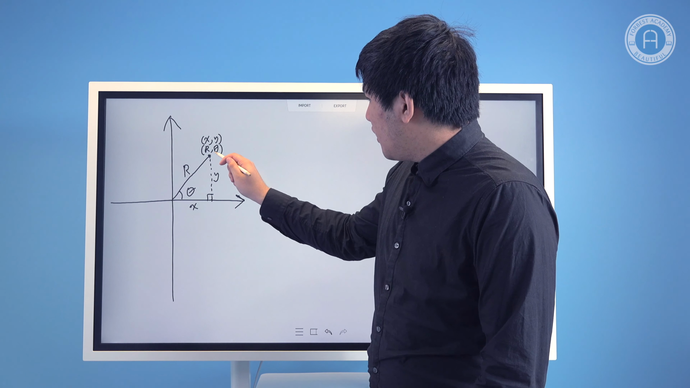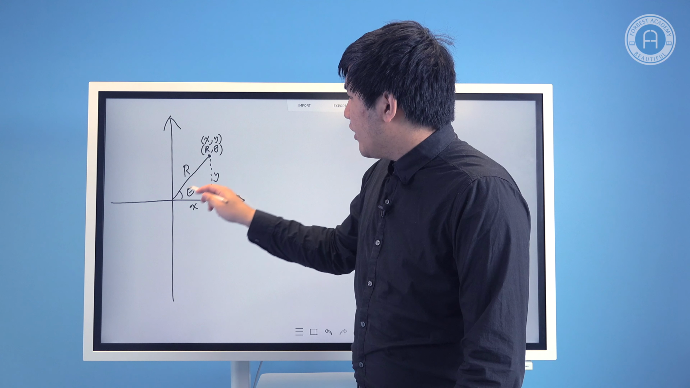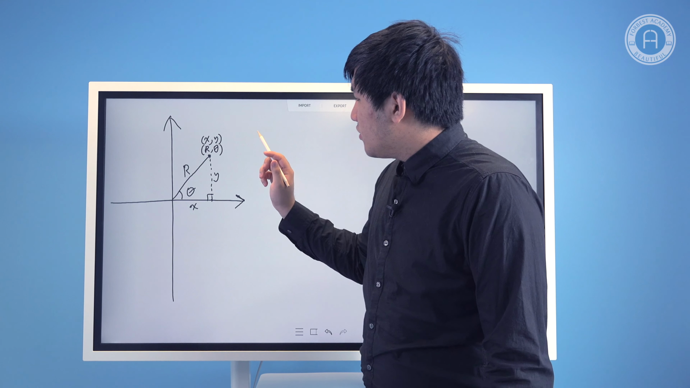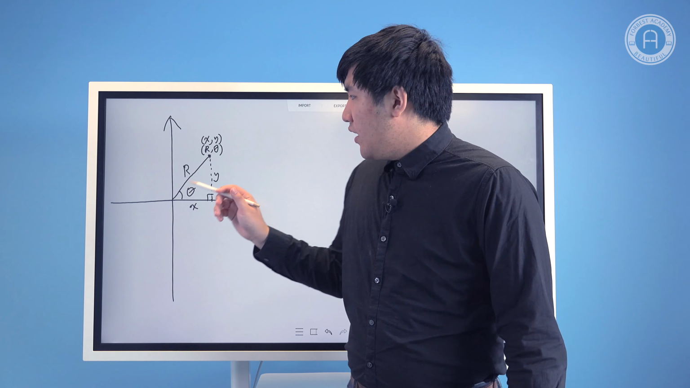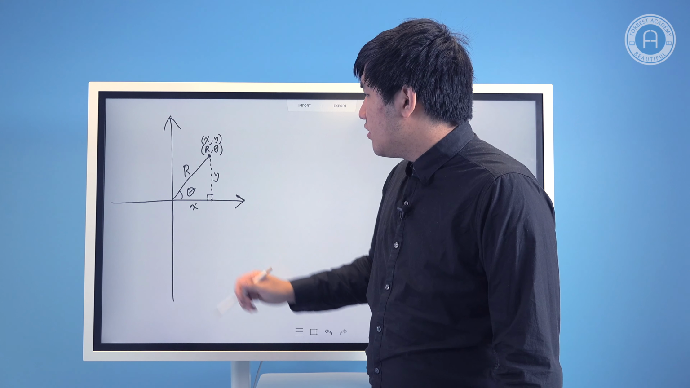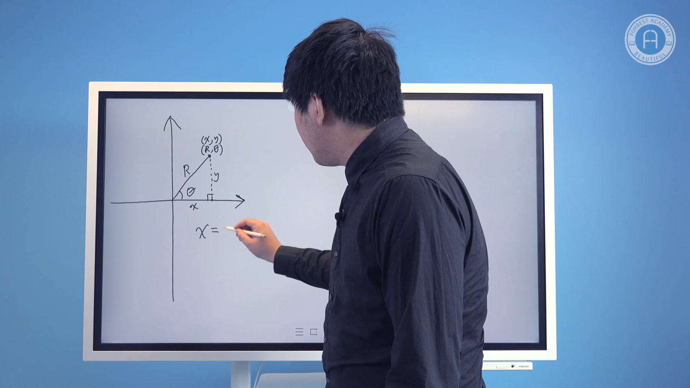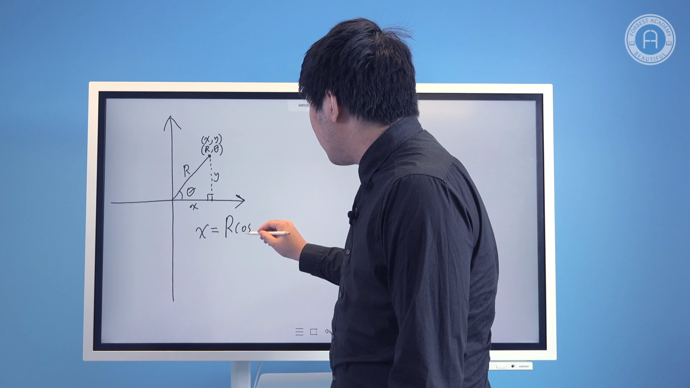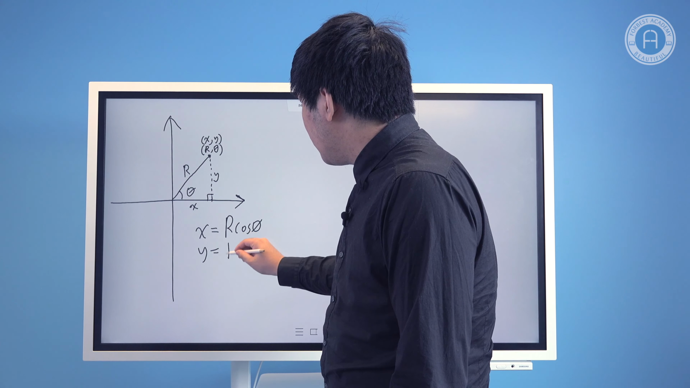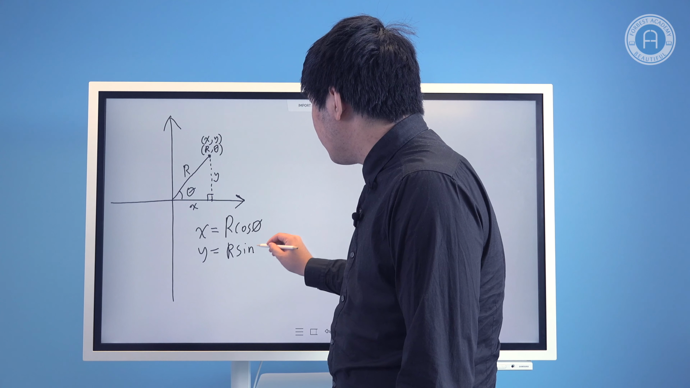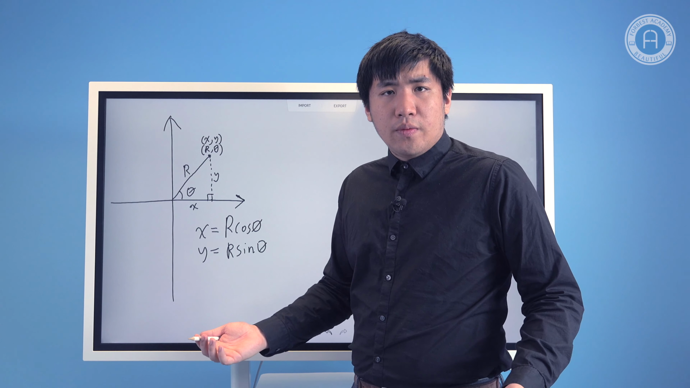So if we draw a line from the point to the x-axis, you'll notice that we formed a right triangle. Since we have a right triangle, we can apply some trigonometry to get x and y in terms of r and theta. If we do the math, we'll see that x is equal to r times the cosine of theta, while y is equal to r times the sine of theta. And you can solve this using simple trigonometry.